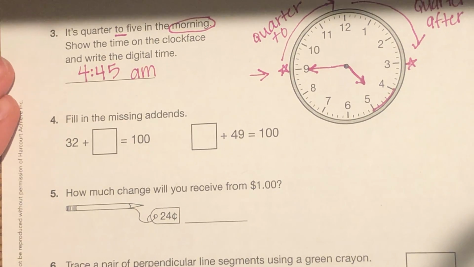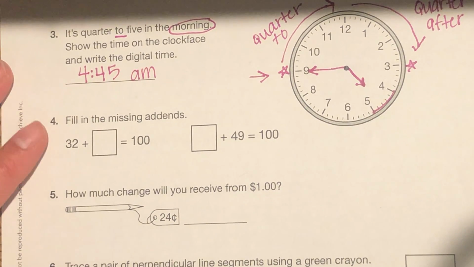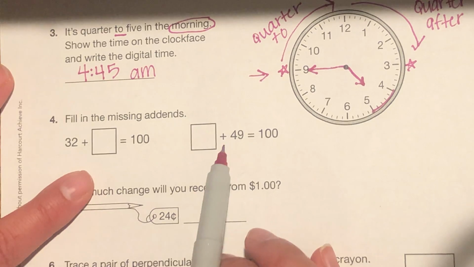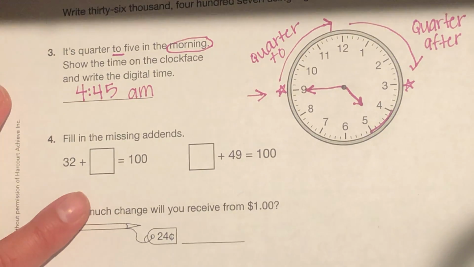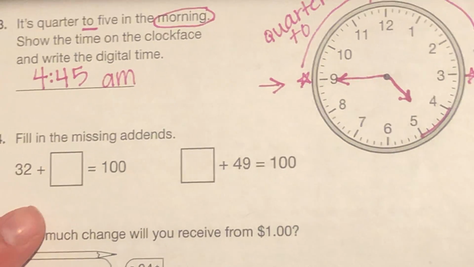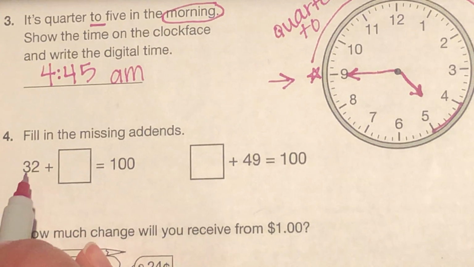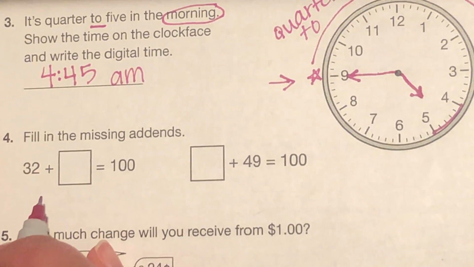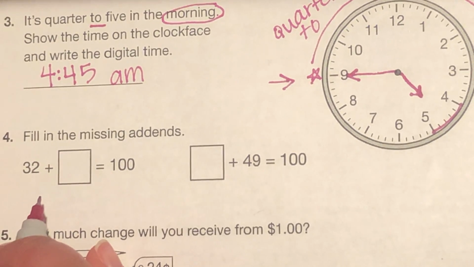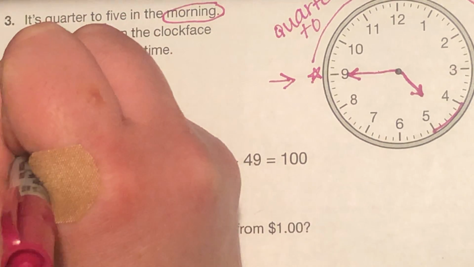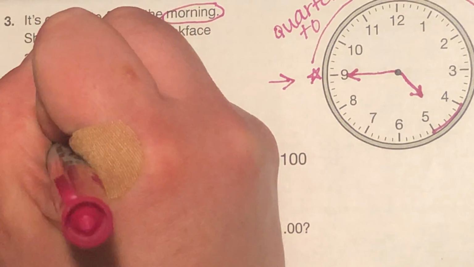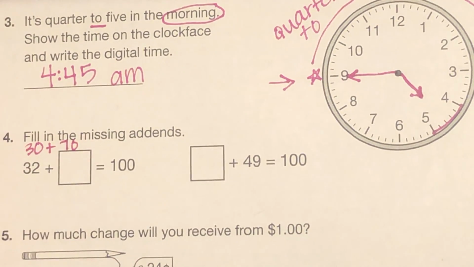Number 4. Fill in the missing addends. So we have 32 plus what equals 100, and blank plus 49 equals 100. This is where we do our rounding. We're going to do our rounding to see what it would be. So 32 would round to what? Sorry, I just told you the answer. 30. Okay. Hey, I do that in class too sometimes, don't I? And we know what plus 30 would always equal 100. 70. Okay, so we know 30 plus 70 is always 100.